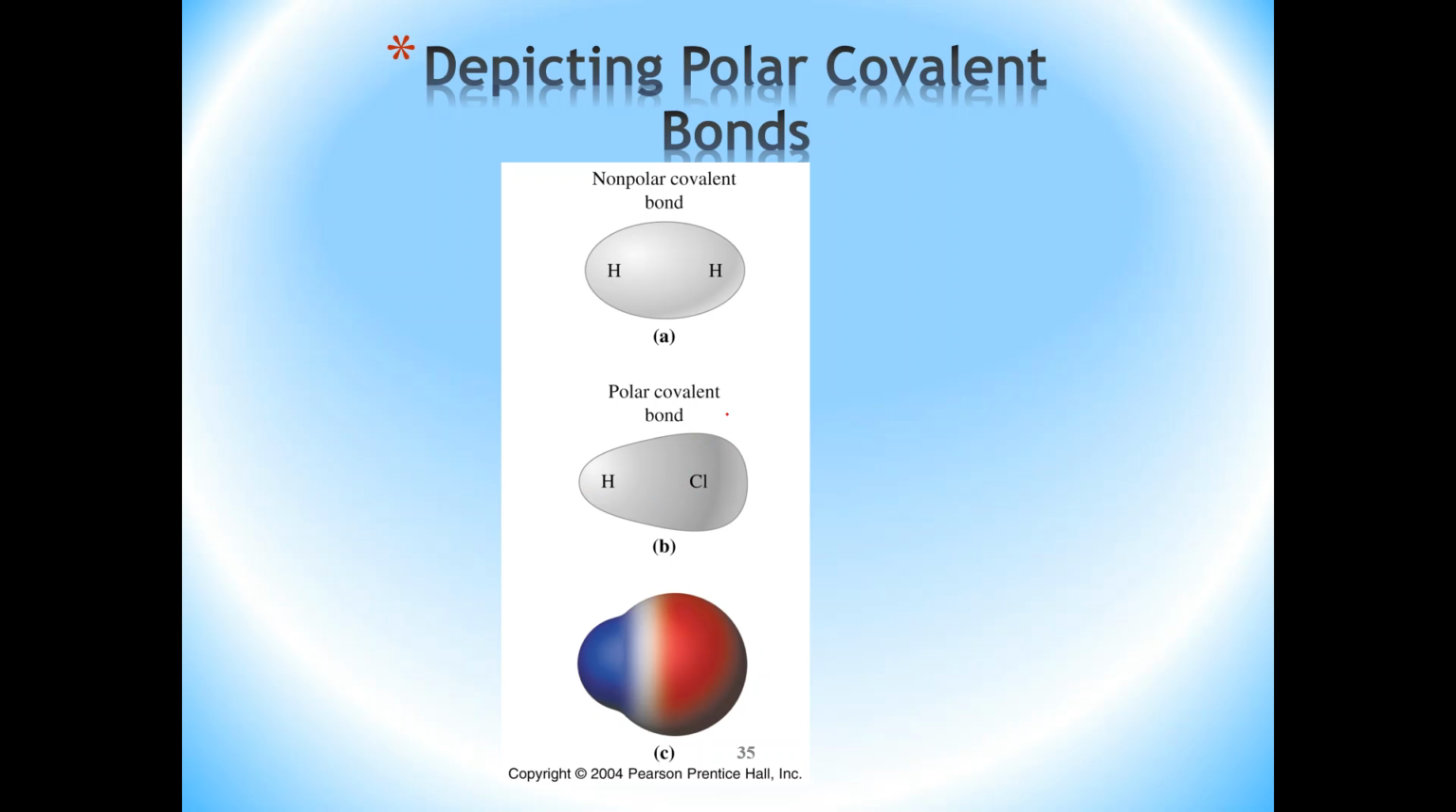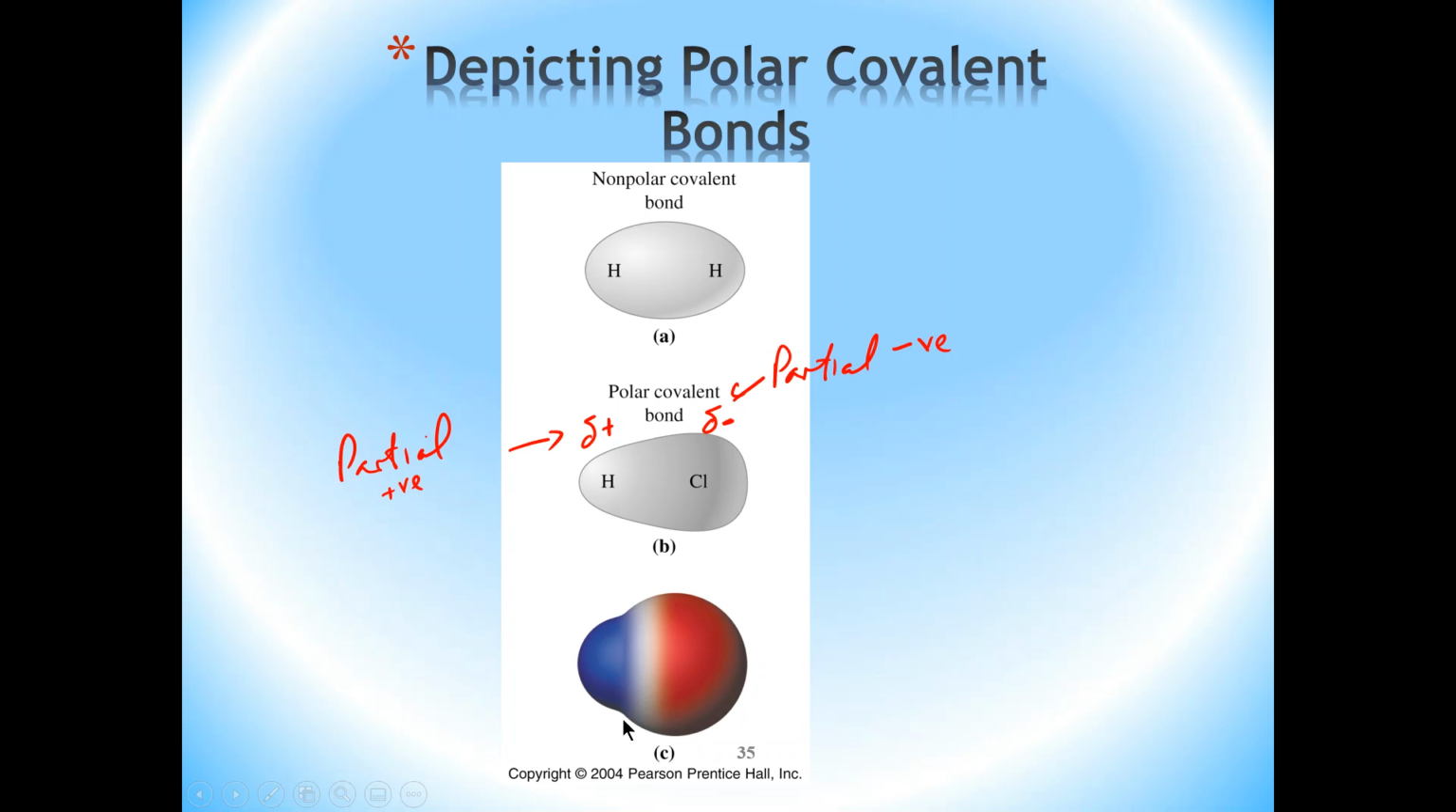is polar. Now, what will result is what we call a separation of charge, and we can represent that using this symbolism. Delta minus, which means a partial negative charge, right? And then you have delta plus, which is a partial positive charge. So basically, that's why the bond is considered to be polar.